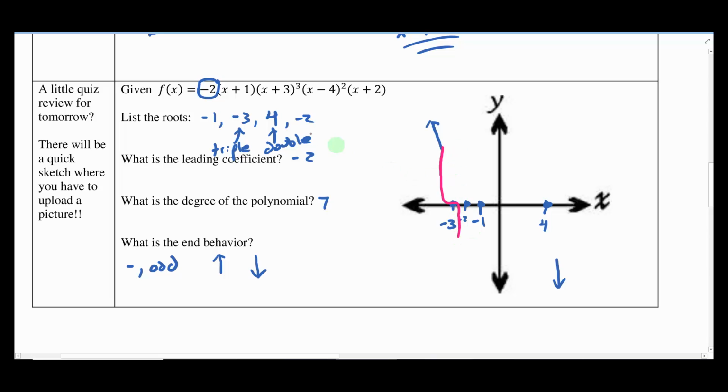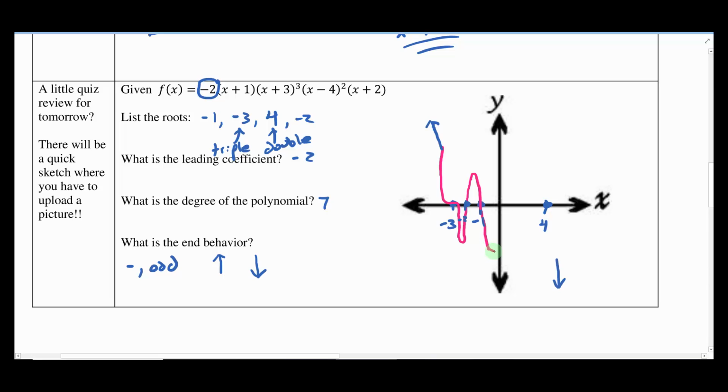Now the -2 is a normal root, so eventually I'm going to turn around here and I have to come back up to pass through that -2. And then I'm going to have to turn and come back down to the -1. And the -1 is just a regular root, so we're going to pass right through that one. There we go. There's no special behavior if it's a single root.